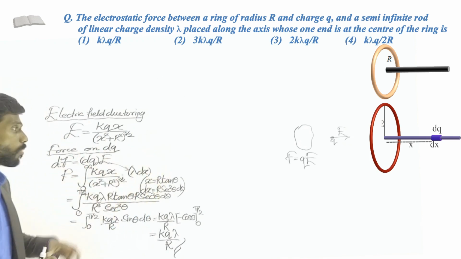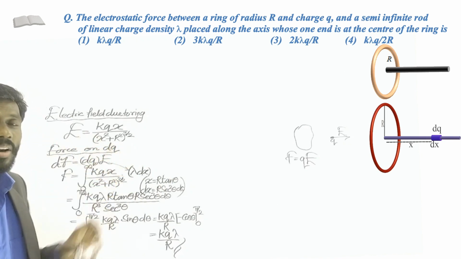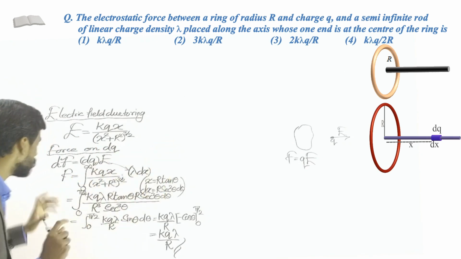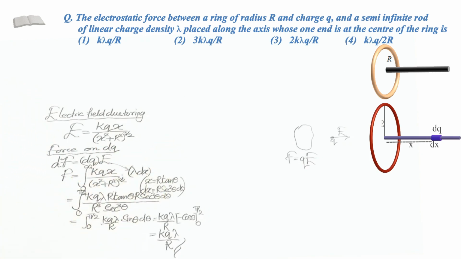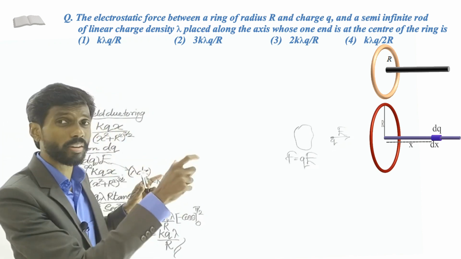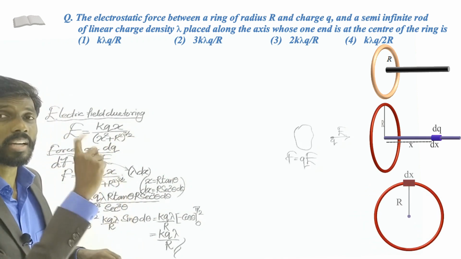Do you understand? So first we find the force due to this ring on the small portion of the rod, and using integration we find the force on the entire rod. Alright, so this is one of the methods of doing this question. Now we'll do this question by another method. We'll find the electric field due to the rod instead of the ring, and multiply by the charge of the ring.